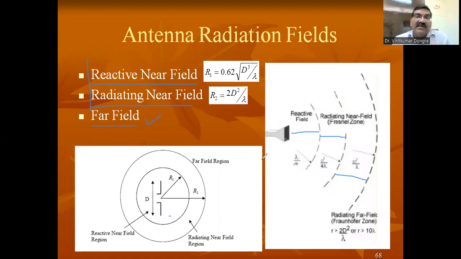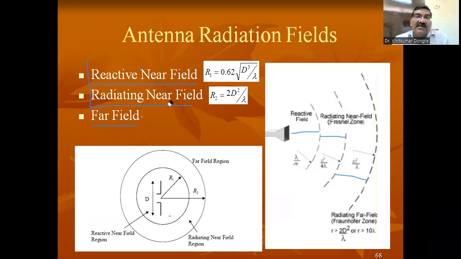Far field is beyond 2D square by lambda, beyond what we have calculated, 20 centimeter. Beyond 20 centimeter, it is far field. In both diagrams, it is shown: this is R1, this is R2, and this is the far field. This is a simple concept, but it is required to understand. The minimum distance between transmitting and receiving antenna must be greater than 2D square by lambda. It should be more than this. Then and only then the antenna can be used as a transmitter and receiver.